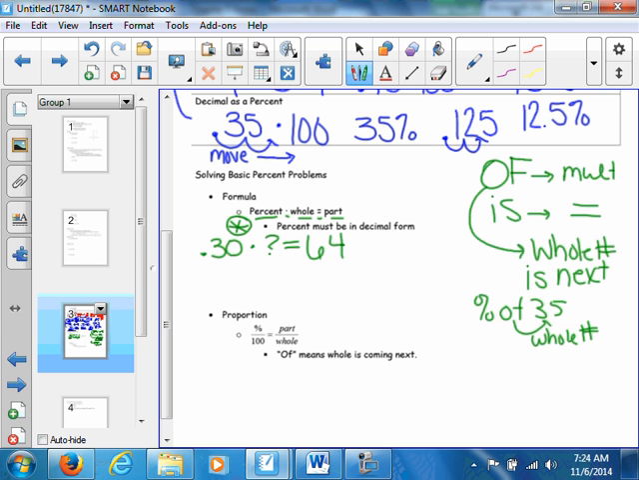Okay, now I just have a multiplication equation. So I do the inverse of multiplying, and that's dividing both sides by 30 hundredths. And if you do that on your calculator, I didn't grab the calculator, 64 divided by 30% is about 213 and a third. Okay?